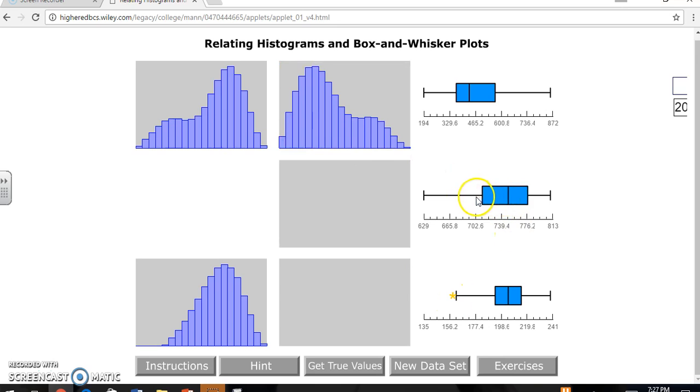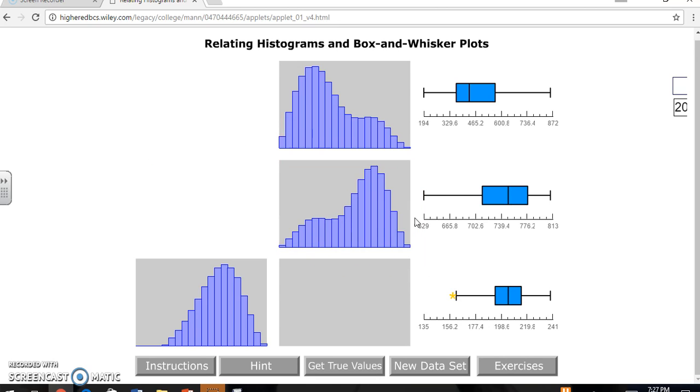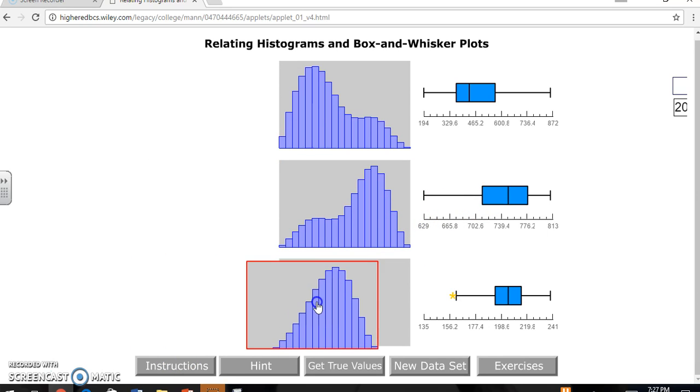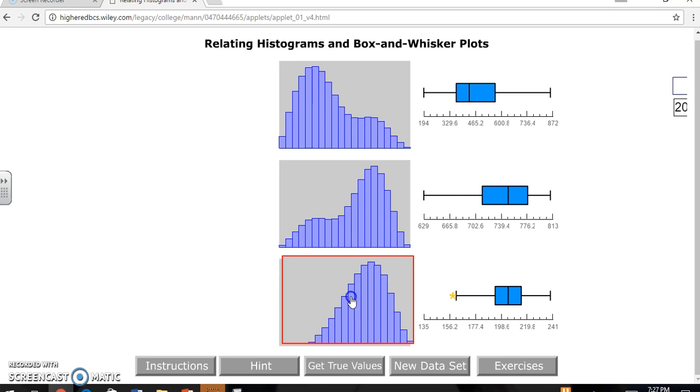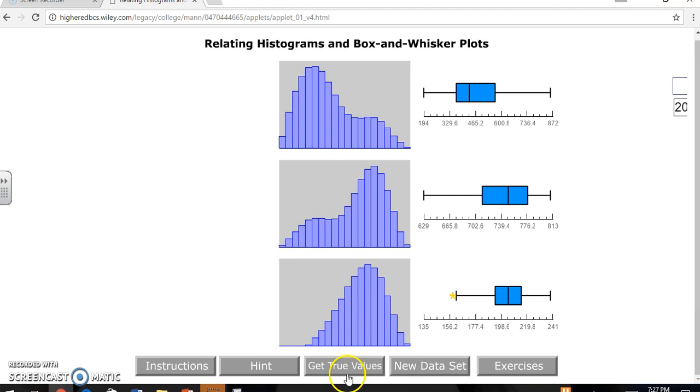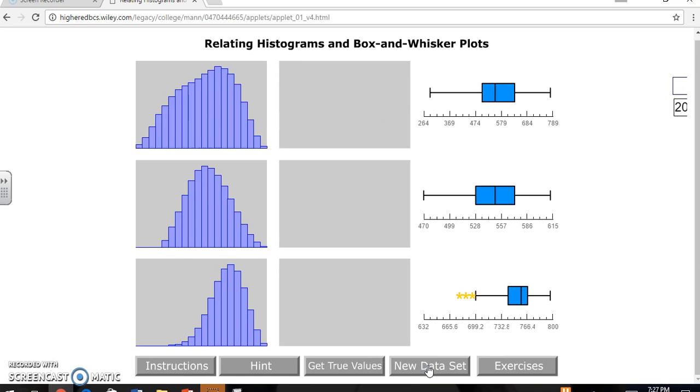This one says, however, that even though it's skewed left and we have a median to the right, there's a tail going out to the left. So because this data for this first one goes all the way out left, we're going to match it to this tail that also goes all the way out left. This median, maybe one of these last values could be an outlier towards the left. Let's see what happens. Yep, and we were right. And you can get a new data set just like that and try again to get some more practice.